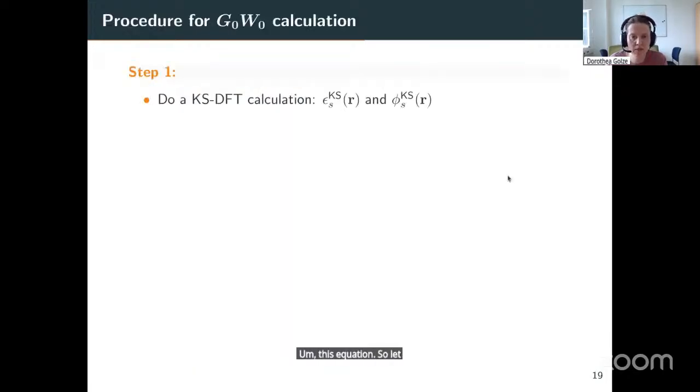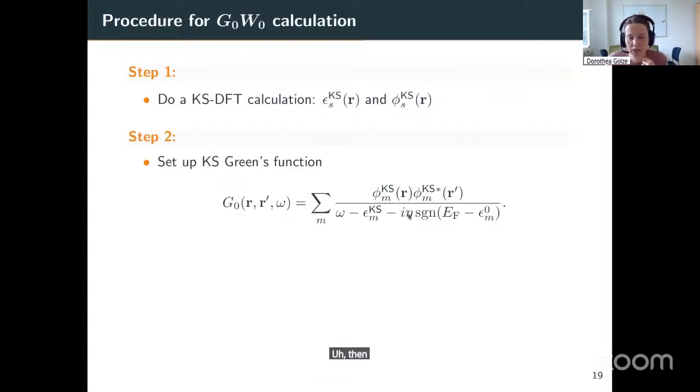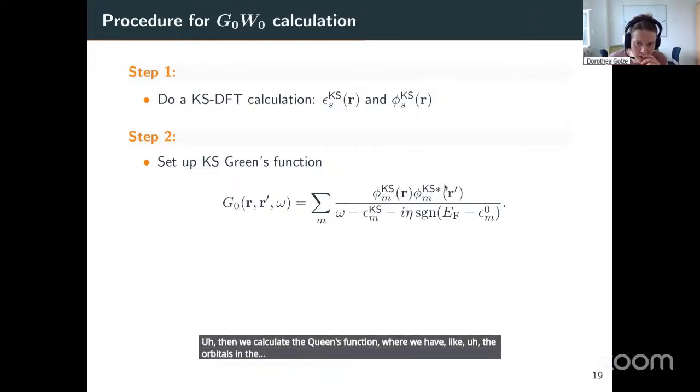So let's have a bit closer look. As I said, first the Kohn-Sham DFT calculation. Then we calculate the Green's function, where we have the orbitals in the numerator, and here the energies enter the denominator.